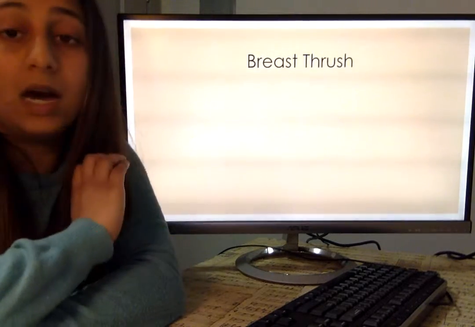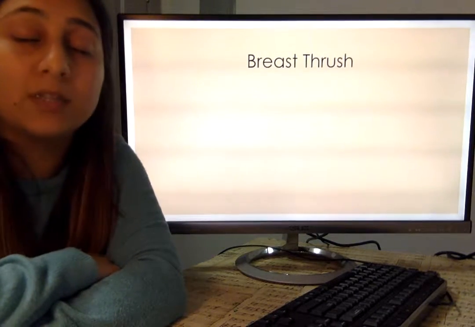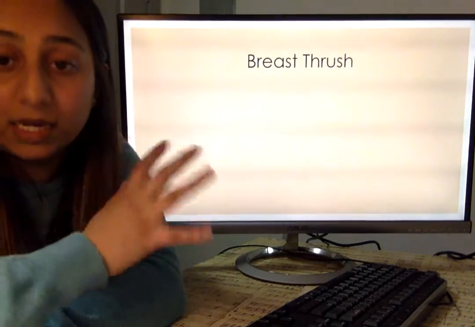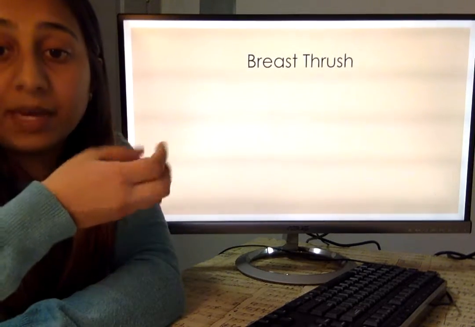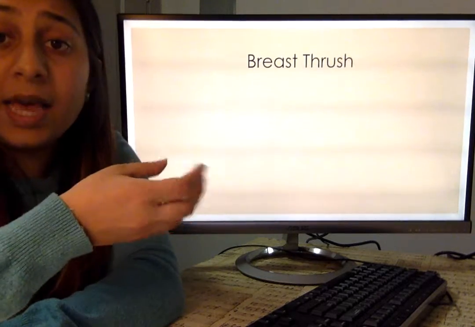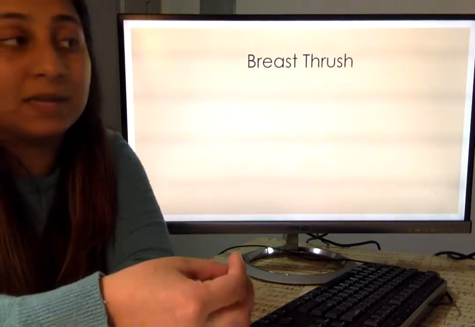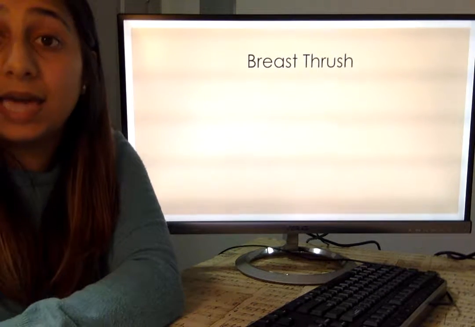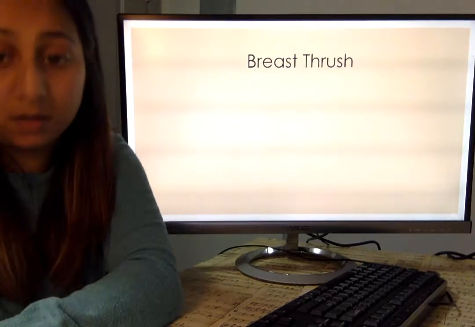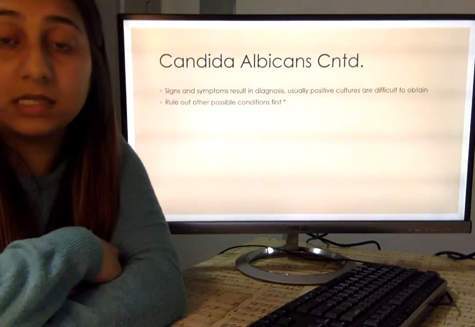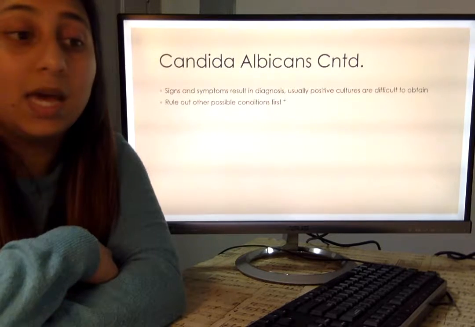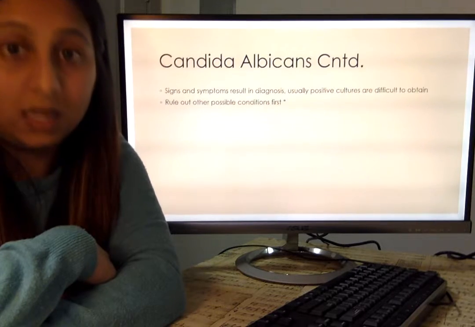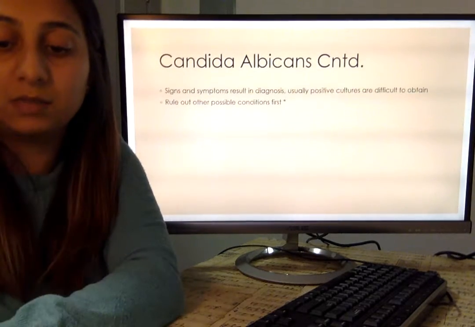Now, breast thrush has the hallmark sign of being very painful. It'll feel like glass grinding on a woman's nipple. It can also be burning or stabbing. There may be signs on the nipple or areola, which may not be present, but if there are, it might be itchy, reddened, shiny, cracked, sore, or peeling, and she may have recurrent mastitis. That might be a clue as well. Now, with Candida albicans, you have to rule out other conditions that may mimic it because positive cultures are very hard to get. So, generally, it's diagnosed by looking at signs and symptoms.